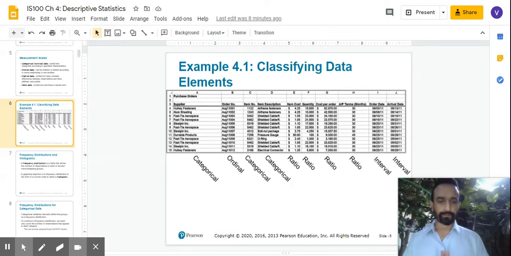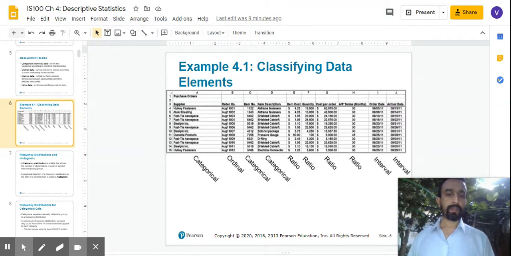Okay, so now some of these things are in dollars. So item cost, cost per order, those are in dollars. Okay, and then we have quantity and AP terms. Okay, so now the cost in dollars is an example of a ratio scale.